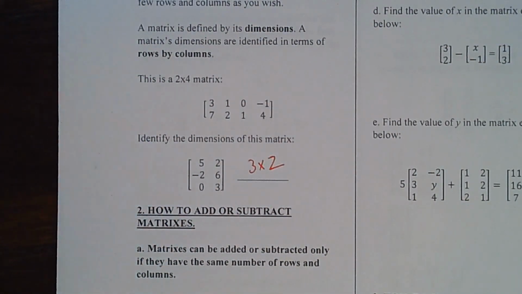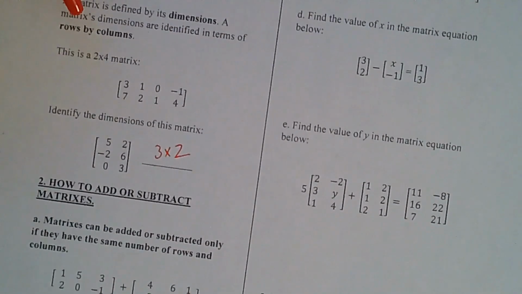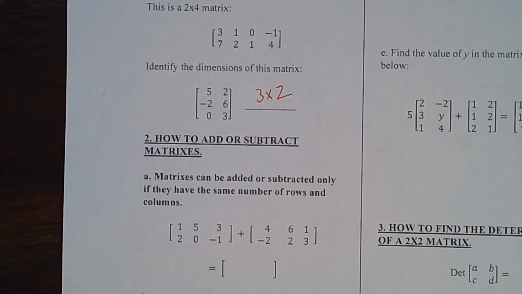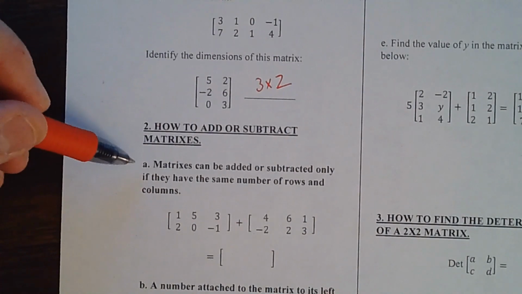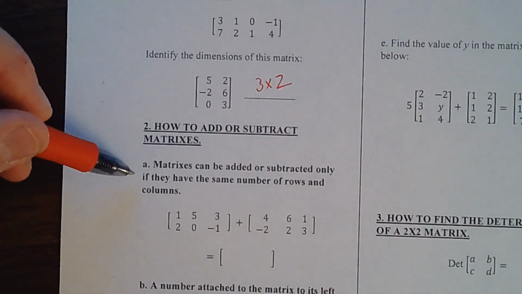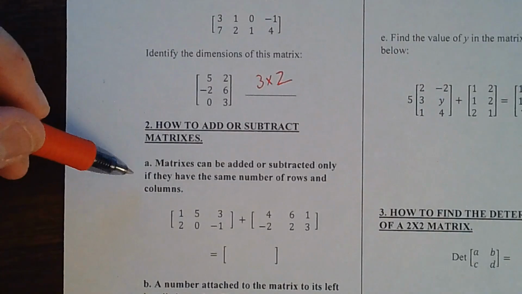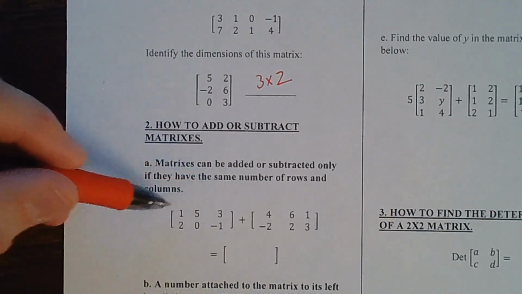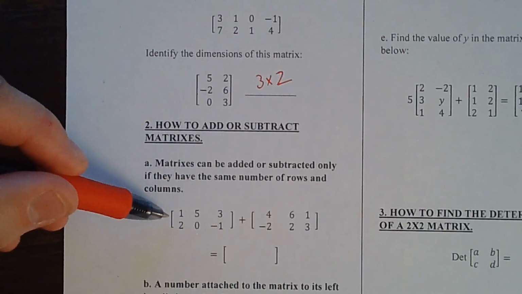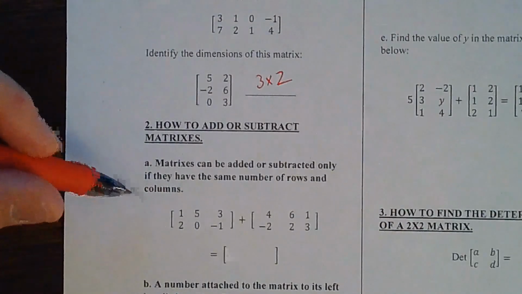All right, the first easy thing to do is to be able to add or subtract matrices. Matrices can be added or subtracted only if they have the same number of rows and columns. So here I'm going to add 2 matrices, each of which is a 2 by 3, 2 rows and 3 columns. Now, the important thing about matrices is that the numbers are not related to each other within a matrix, but rather by position across matrices.